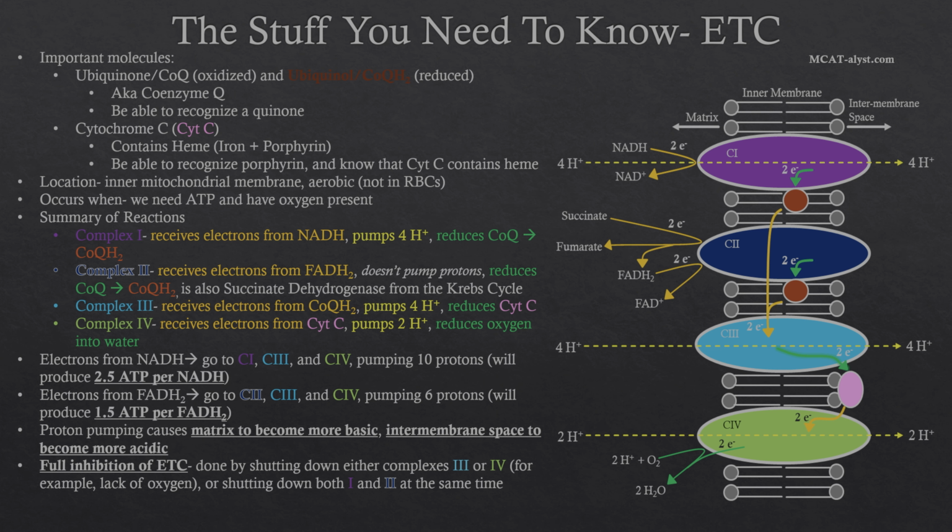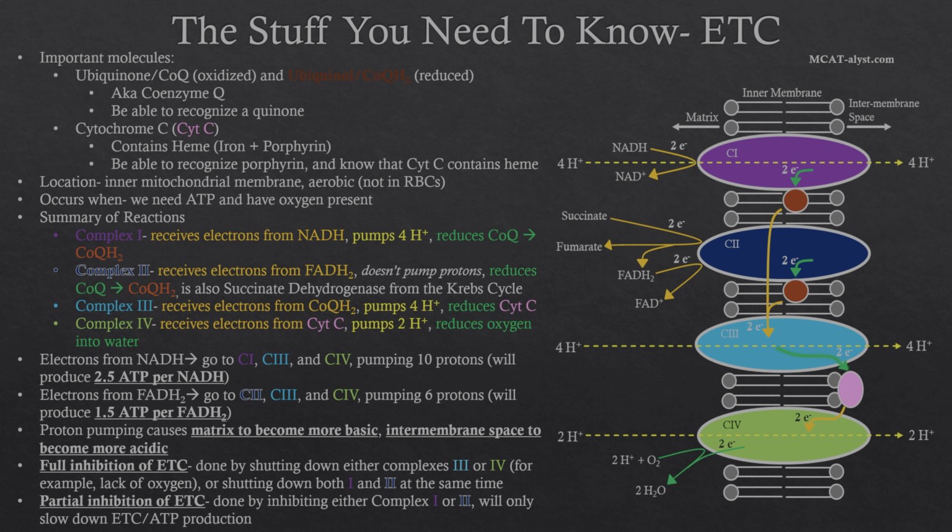Either one. So if we don't have oxygen, that's going to shut down complex 4 because it's not going to be able to reset itself. And then we're going to have a buildup of cytochrome C. Complex 3 is going to get stuck in the reduced form, so on and so forth. Basically, if you inhibit complexes 3 or 4 in some way, that is going to fully inhibit the electron transport chain. You can also fully inhibit the electron transport chain by shutting down both complexes 1 and 2 at the exact same time.